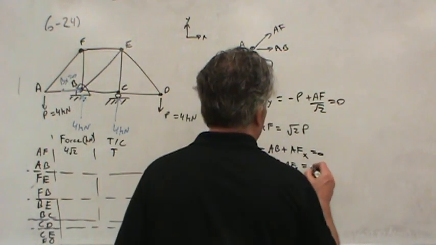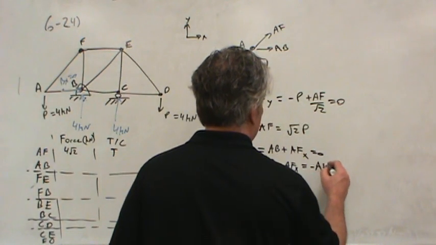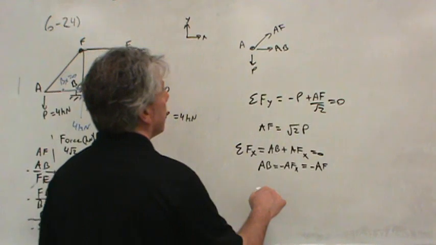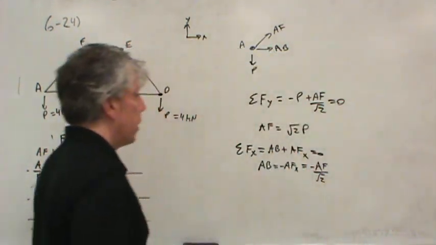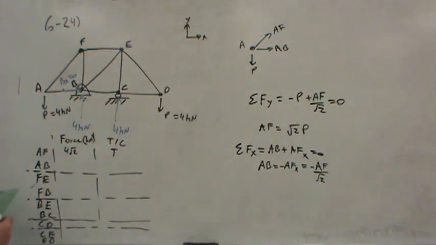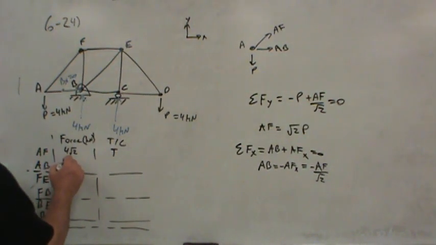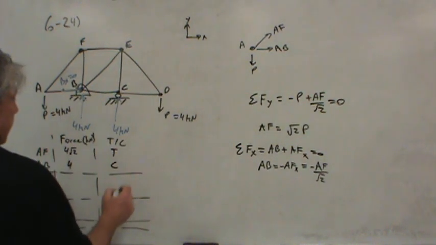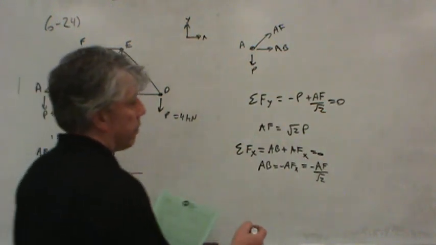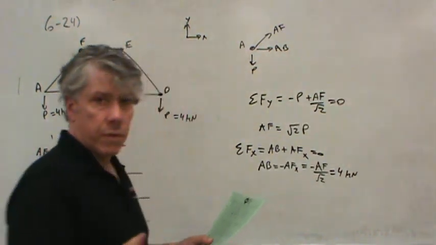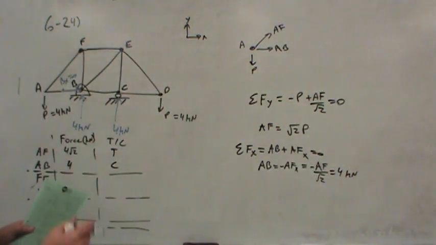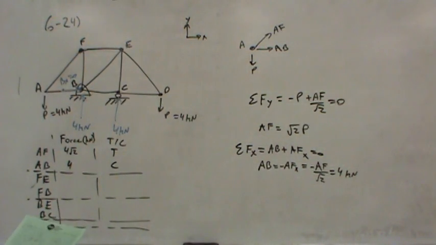AB is in fact compression, not tensile. So since I know AF, I will write negative AF, and again, I need the horizontal component, so it's divided by root 2. So AB will simply be 4 kilonewtons, but it is a compressive load. In other words, this would end up being negative 4 kilonewtons, because AF is root 2 times 4, so the root 2's cancel. Okay. So now we know the force in members AF and AB.